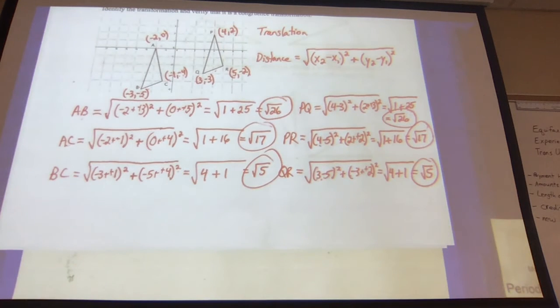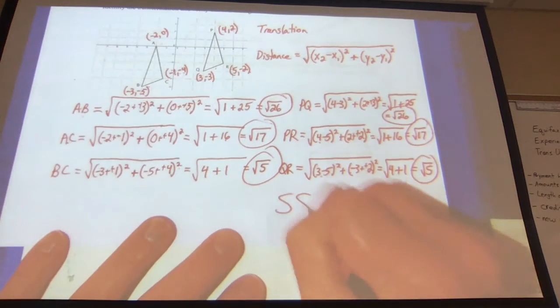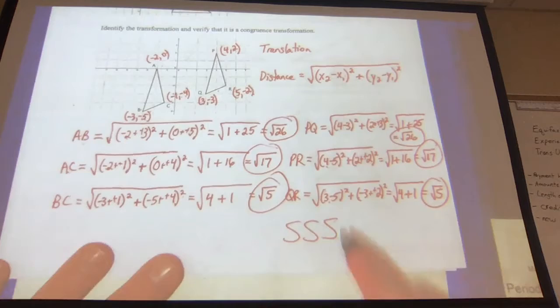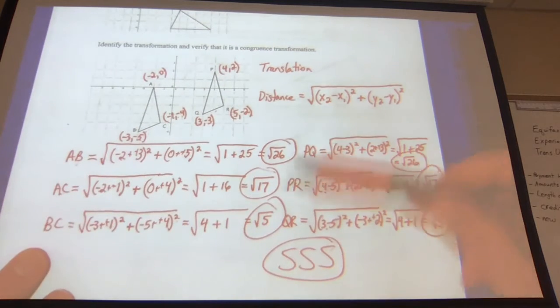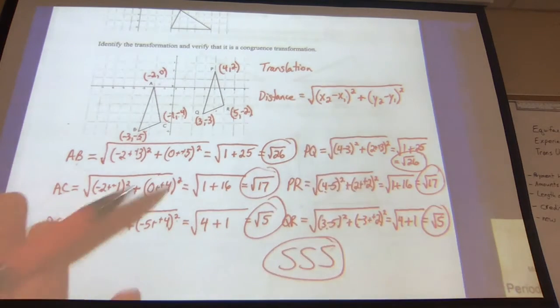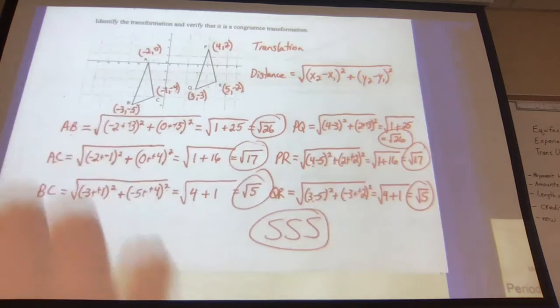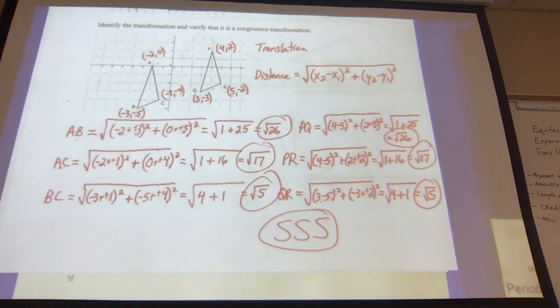We just showed that all 3 sets of sides are congruent to each other. So if we go back to earlier this year, we'd be able to say these triangles are congruent by side, side, side. So we just verified here that you have 3 sets of congruent sides. That is your verification of the congruence transformation. It's kind of a bunch of work, but stuff you've done before. Nothing new for you here. Any questions with that first one?